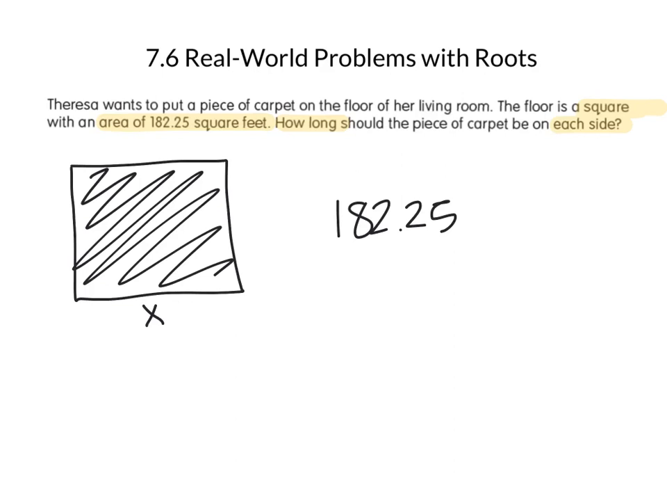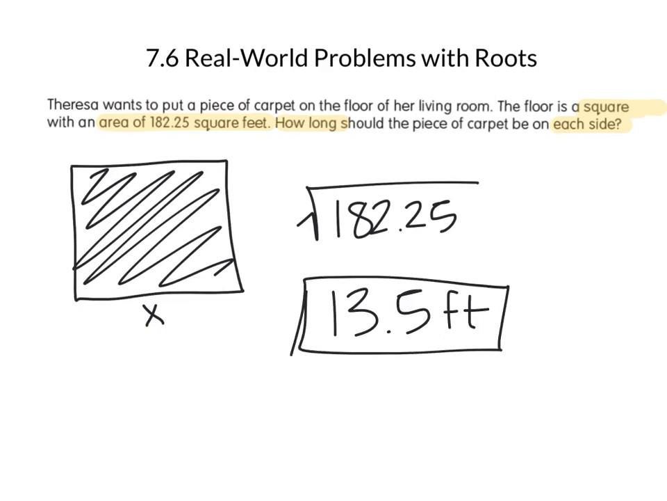To do that, it's just one step in my calculator. I just have to take the square root. In my calculator, I type in square root 182.25. And when I put that in my calculator, I should get 13.5. That means that each side is 13.5 feet long.